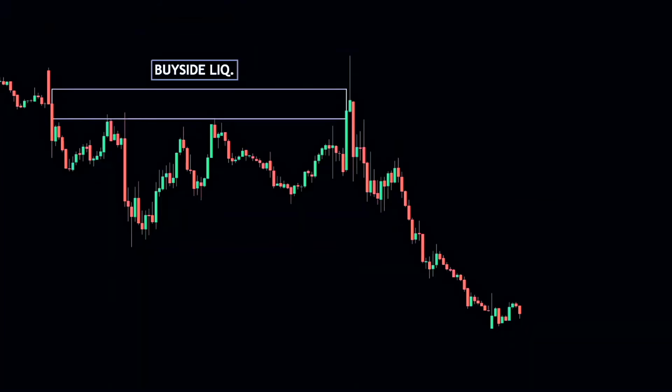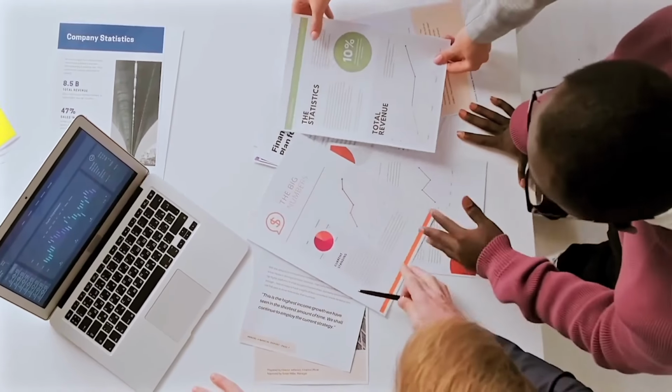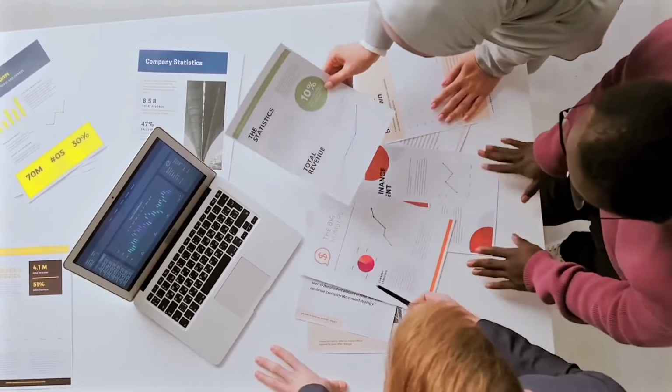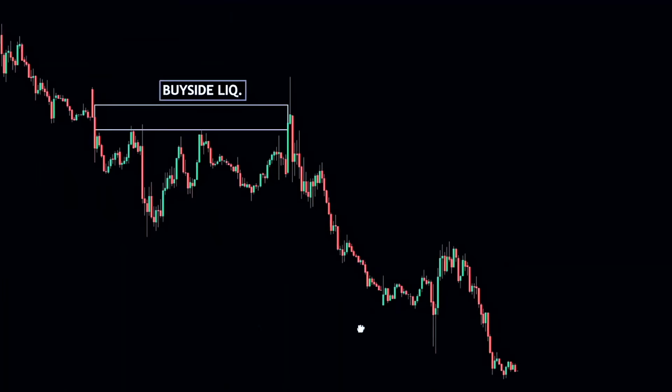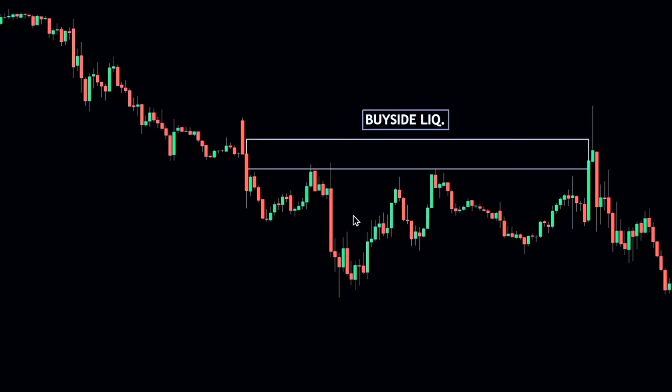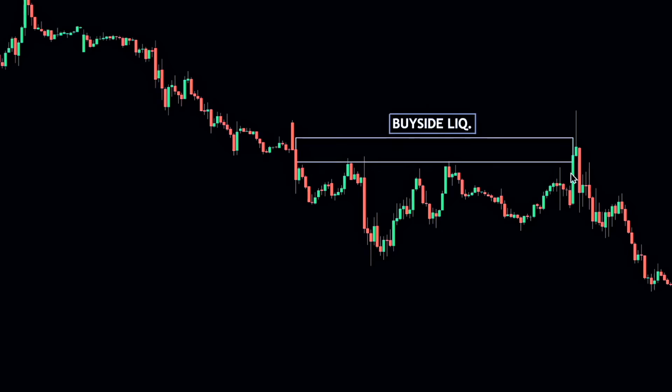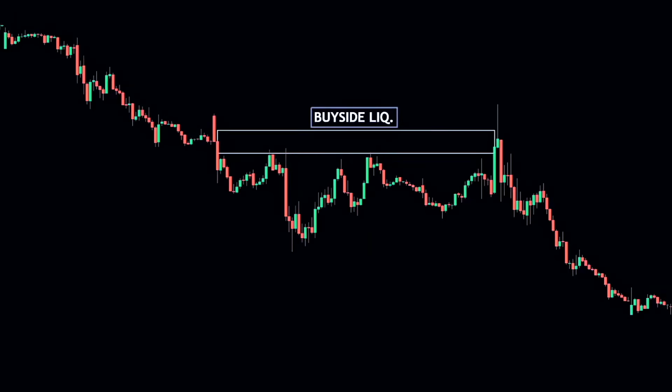Liquidity is a big deal for the heavy hitters in the market. Think big banks, hedge funds, and other major players. They know retail traders like us often park our stop losses or pending orders at these key levels. By pushing prices into those zones, they can trigger our stops, scoop up our cash, and move the market in their favor.